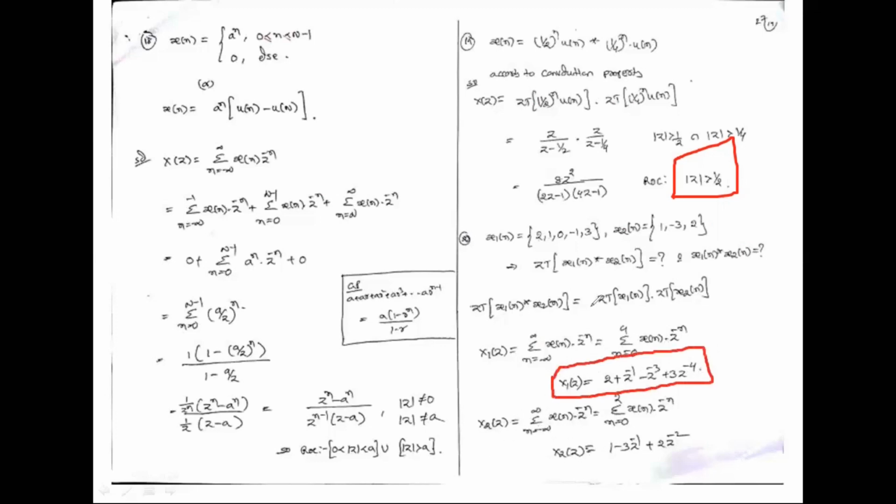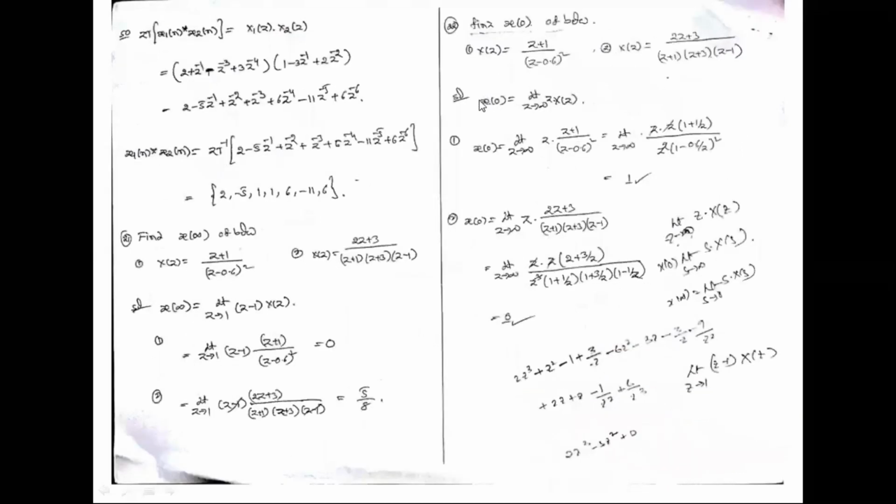Similarly, x2 of z: what is the range? 0, 1, 2, so 0 to 2, the sum of x of n z power minus n. Expanding: when n is equal to 0, the value is 1, z power 0 is 1; minus 3 at n equal to 1, z power minus 1; and at n equal to 2, the value is 2, z power minus 2. So we got x2 of z. According to the convolution, the time domain function is a convolution, and the z domain function is a product. So we multiply x1 of z and x2 of z.